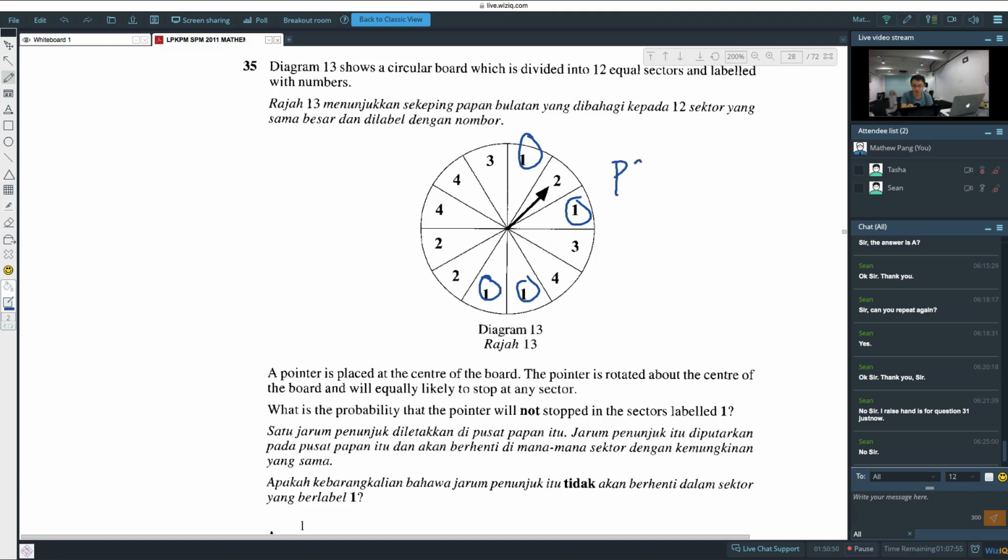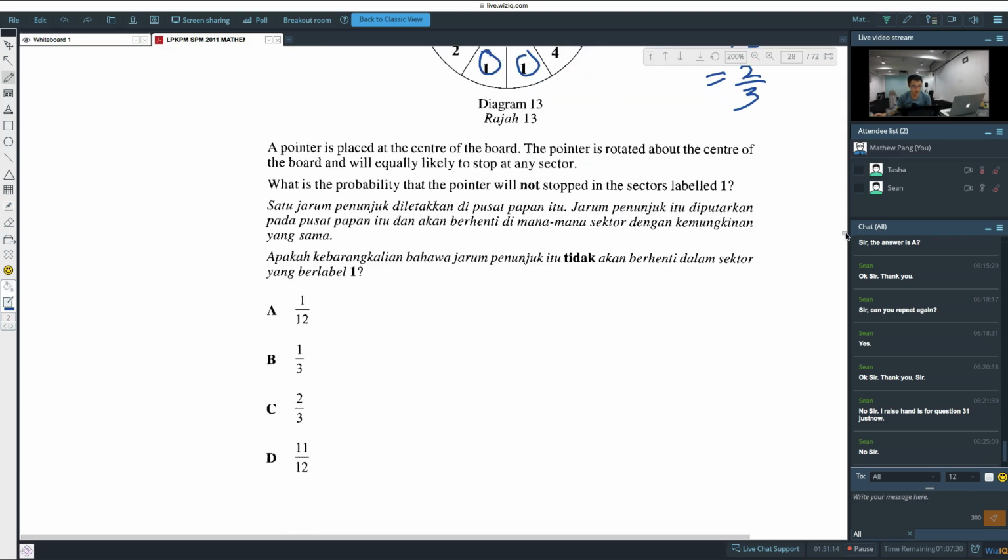So the probability of getting 1 is basically 4 over 12, because the total is 12 sectors. So you have 4 ones. If the question asks for not the 1, you have 8, right? Divided by 12. So it's just 2 over 3. That's all. Okay? Do you have 2 over 3?